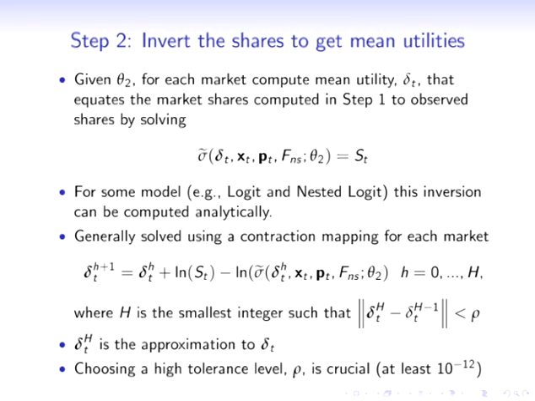So we want to say, well, these are the predicted market shares, right? And we want to set them equal to the observed market shares, right? And this has to be done market by market. So it's basically saying here's the vector of market shares of all the products, and it has to equate the observed vector of market shares, right? So the question is how do we do this, and as I say, in some models it can be done analytically, but generally it has to be done numerically.